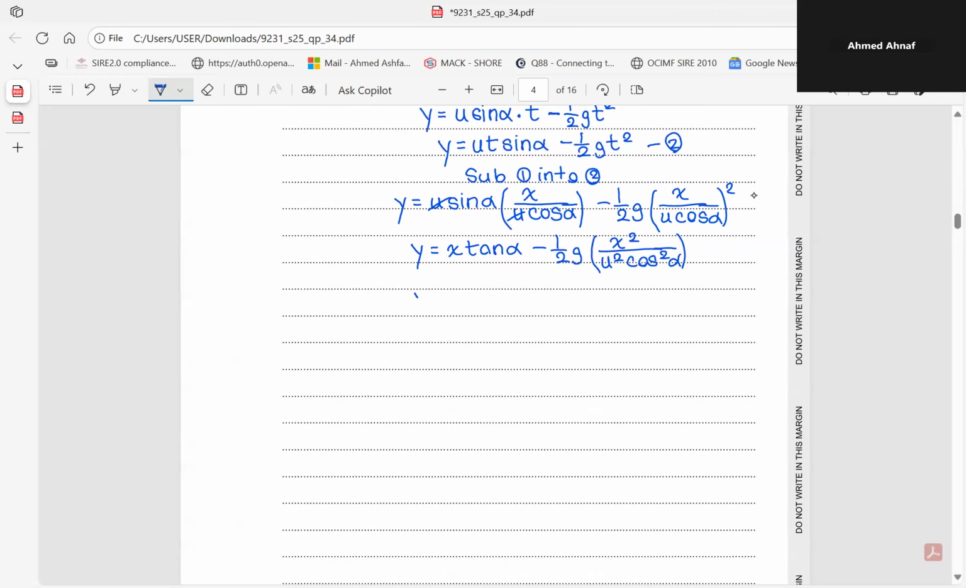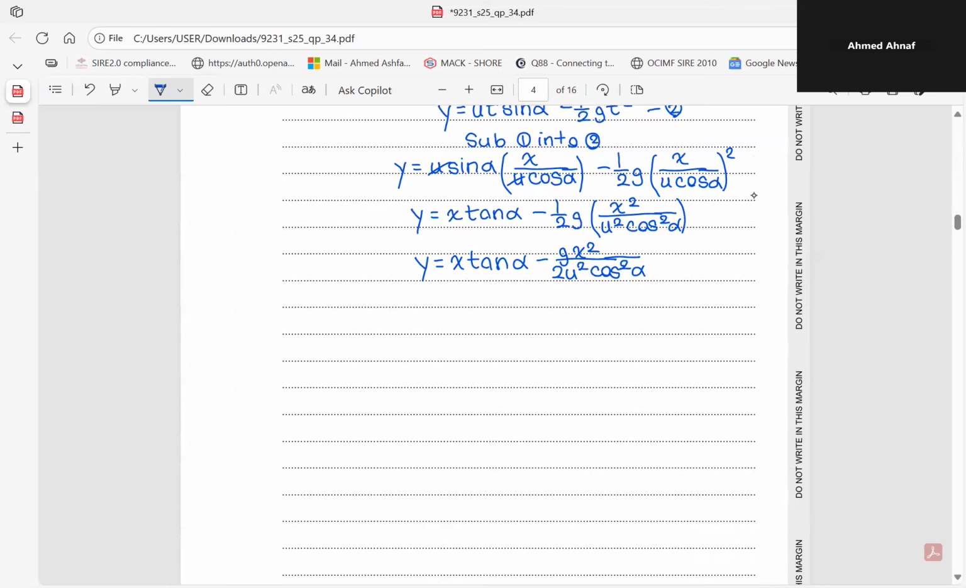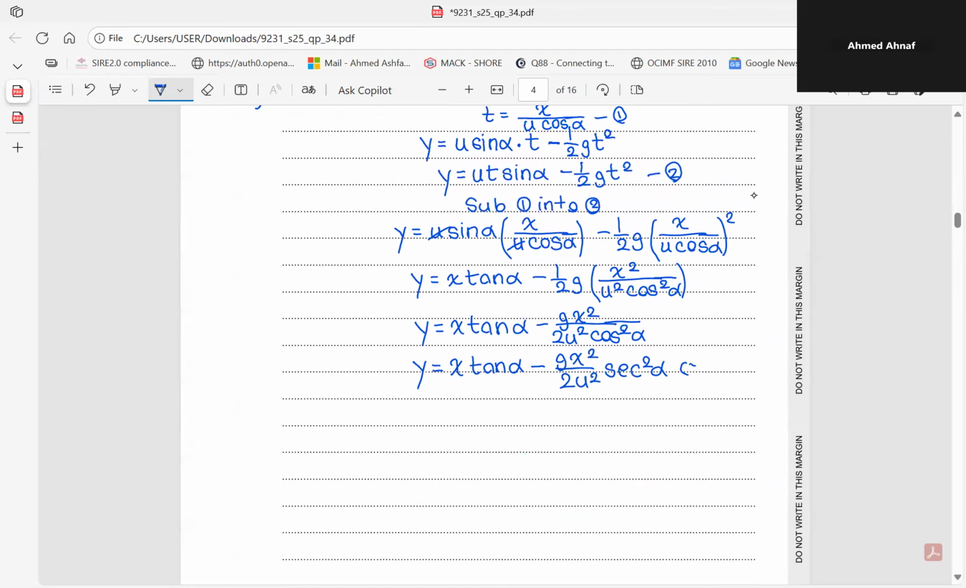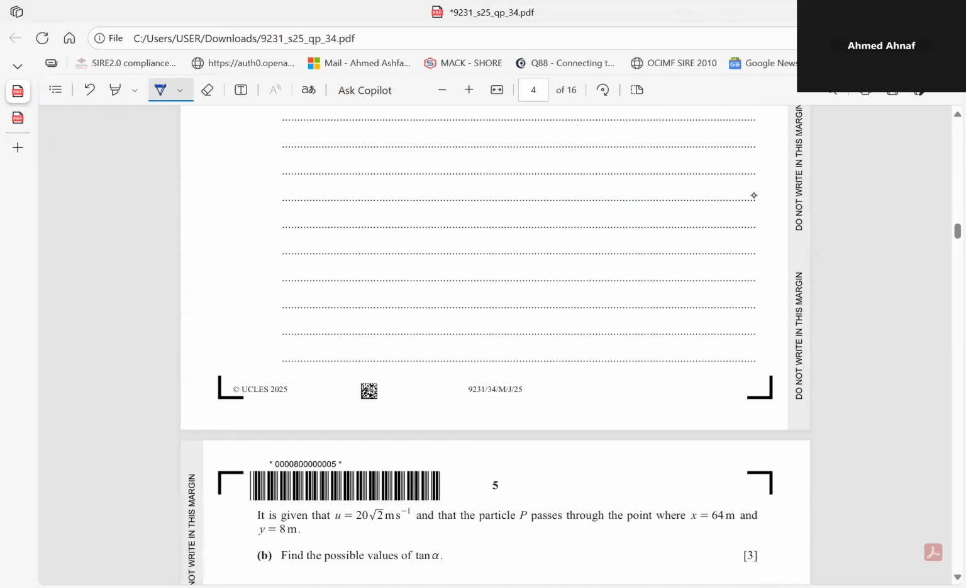Okay, so y equals x tangent alpha. Multiplying all this together, you get gx squared over 2u squared cosine squared alpha. And 1 over cosine squared alpha is just secant squared alpha. So the final equation is y equals x tangent alpha minus gx squared over 2u squared secant squared alpha. And this is the equation that they told us to find, so we can write shown. And yeah, we're done for this part. Let's move on to the next part.